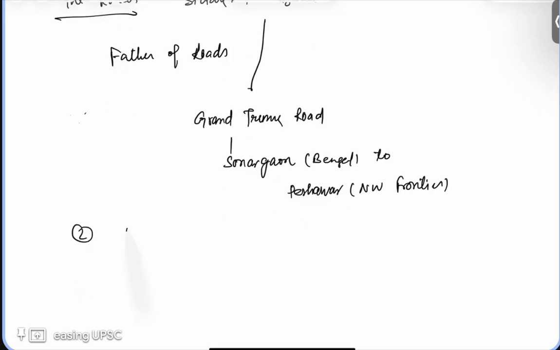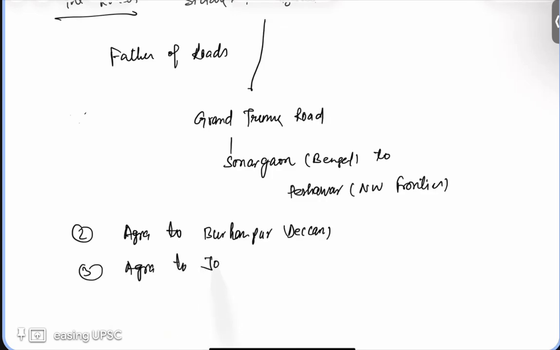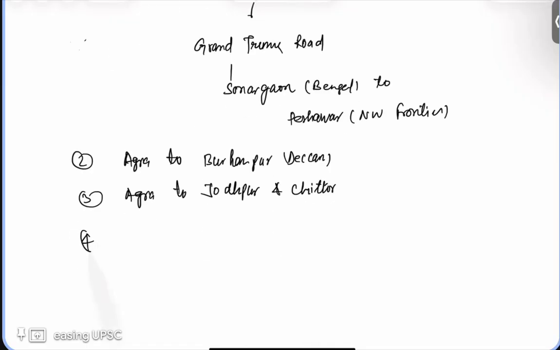Second is Agra to Burhanpur, Deccan. Then Agra to Jodhpur and Chittor. Next is Lahore to Multan.